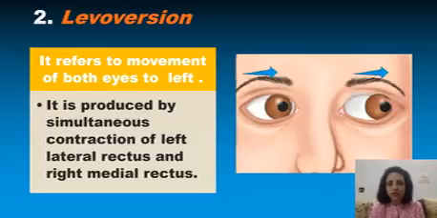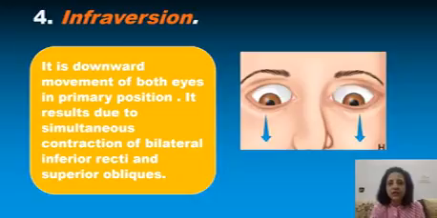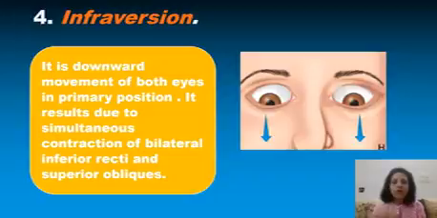Now levoversion. Levoversion will be the conjugate movement of both the eyes towards the left. So this will cause contraction of left lateral rectus and right medial rectus. Then supraversion will be because of contraction of both the superior rectus and inferior oblique. Then infraversion will be because of the simultaneous contraction of both the inferior recti and superior obliques.